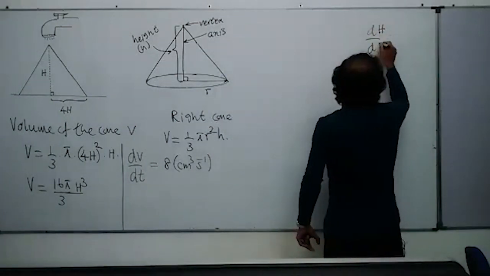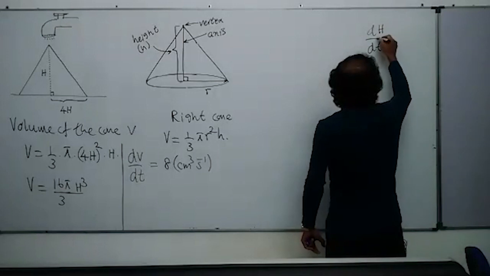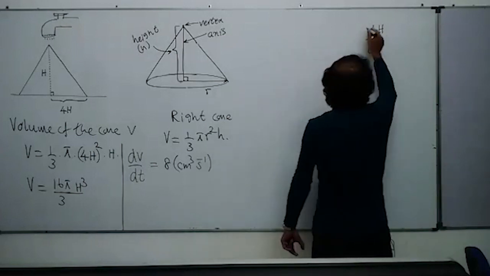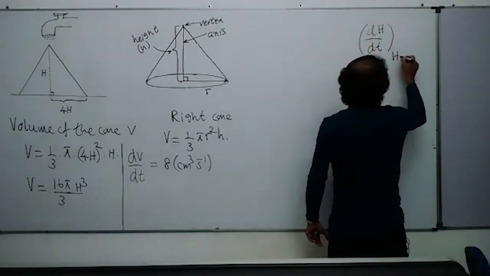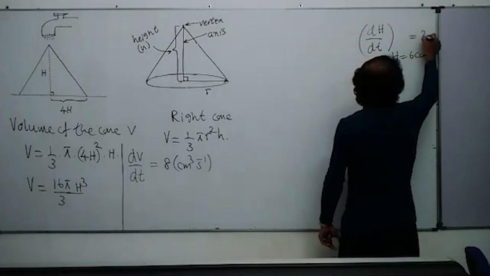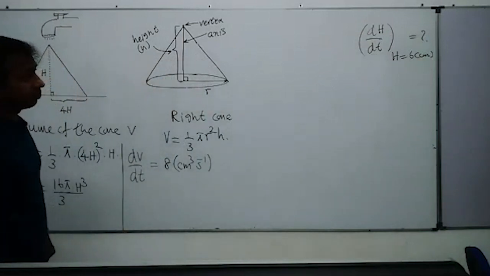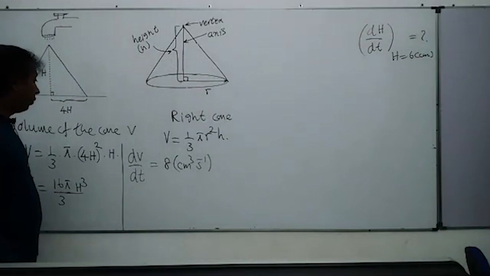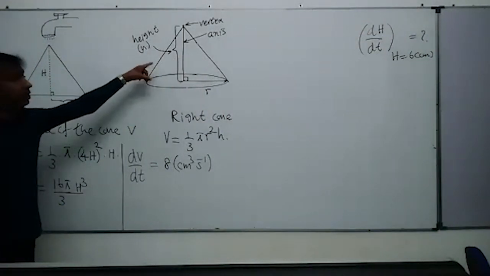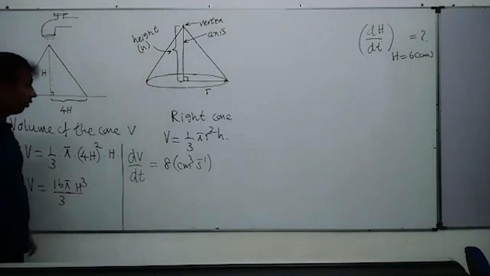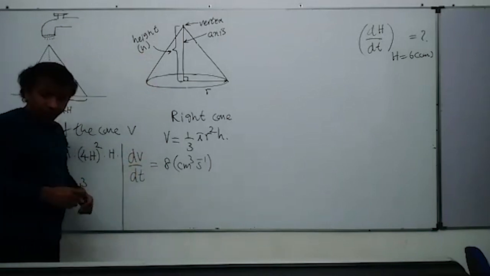That means we need to find dh upon dt. What is this? The rate of change of the height. In this case, the height changes by increasing. We need dh by dt at h equals 6 centimeters. This is the one we need to find, people. Okay, now let's see how to take this. Now you can draw this diagram. This is important because the vertex and axis, those things you should understand. The volume of this cone is given by 1/3 pi r squared h. That's also important.